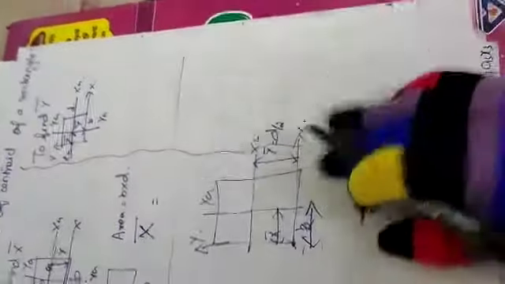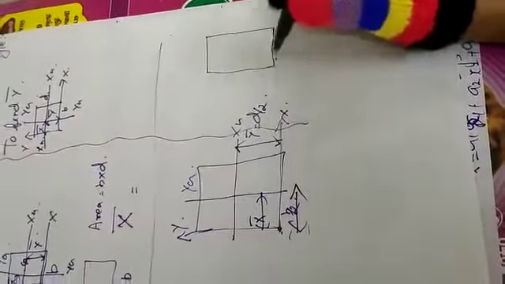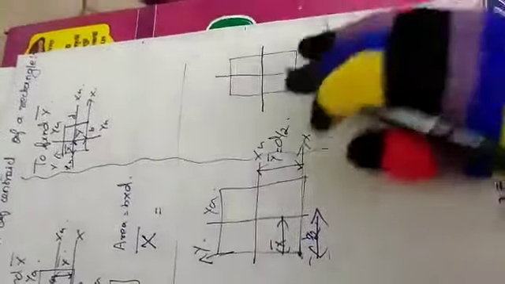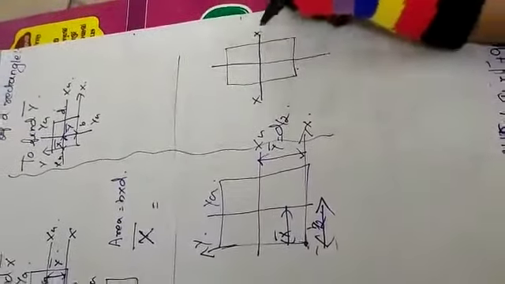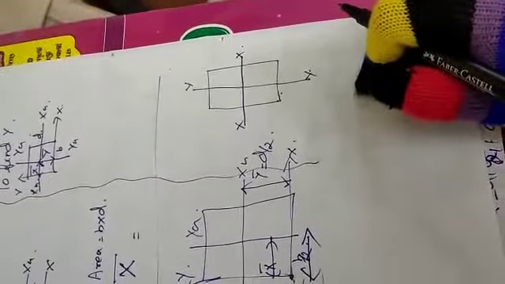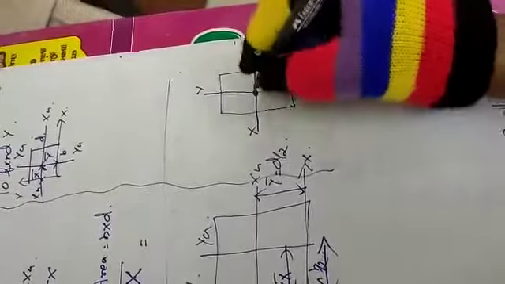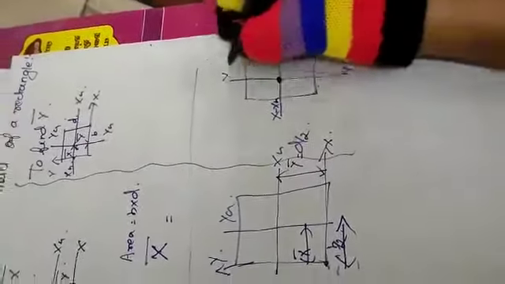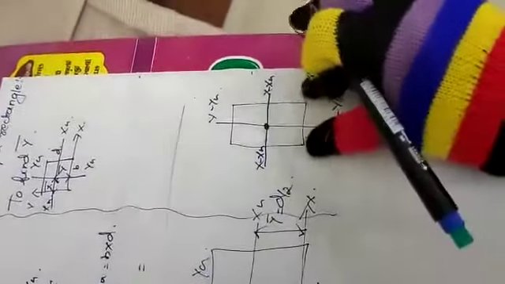It must be d by 2. What is important here is that if I am taking one rectangle, I can consider the reference axis anywhere. Suppose I consider the reference axis at the center only. Then my centroid will also be here, because for a rectangle the centroid must be at the center. So the centroidal axis is also here. Everything is coinciding because it's symmetrical about both the axes.